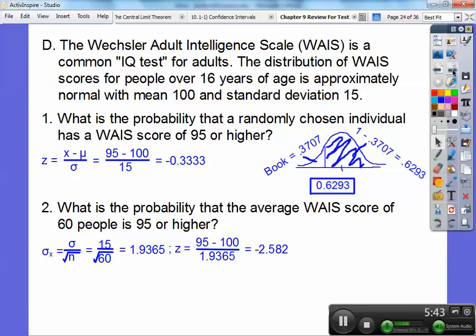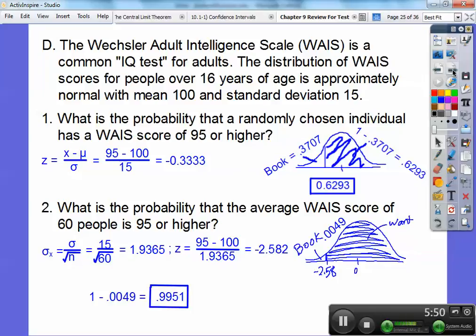This gives me my z-score of a negative 2.53. Okay, and then the negative 2.53 is way over here. It's farther to the left.